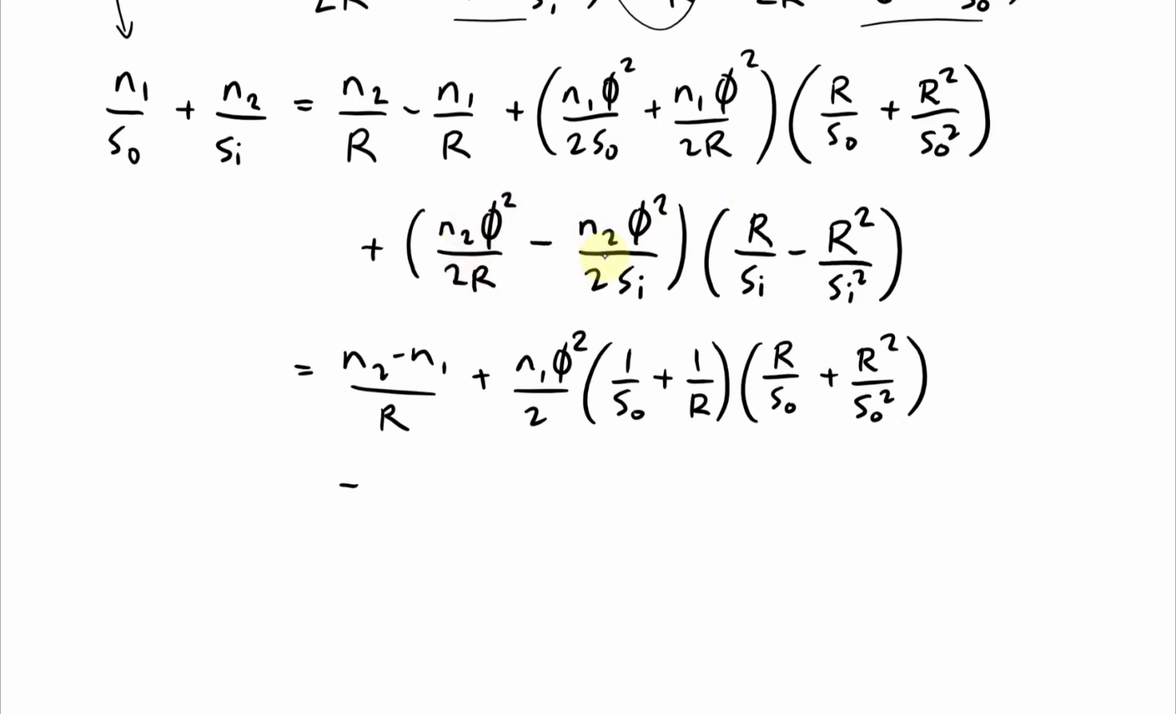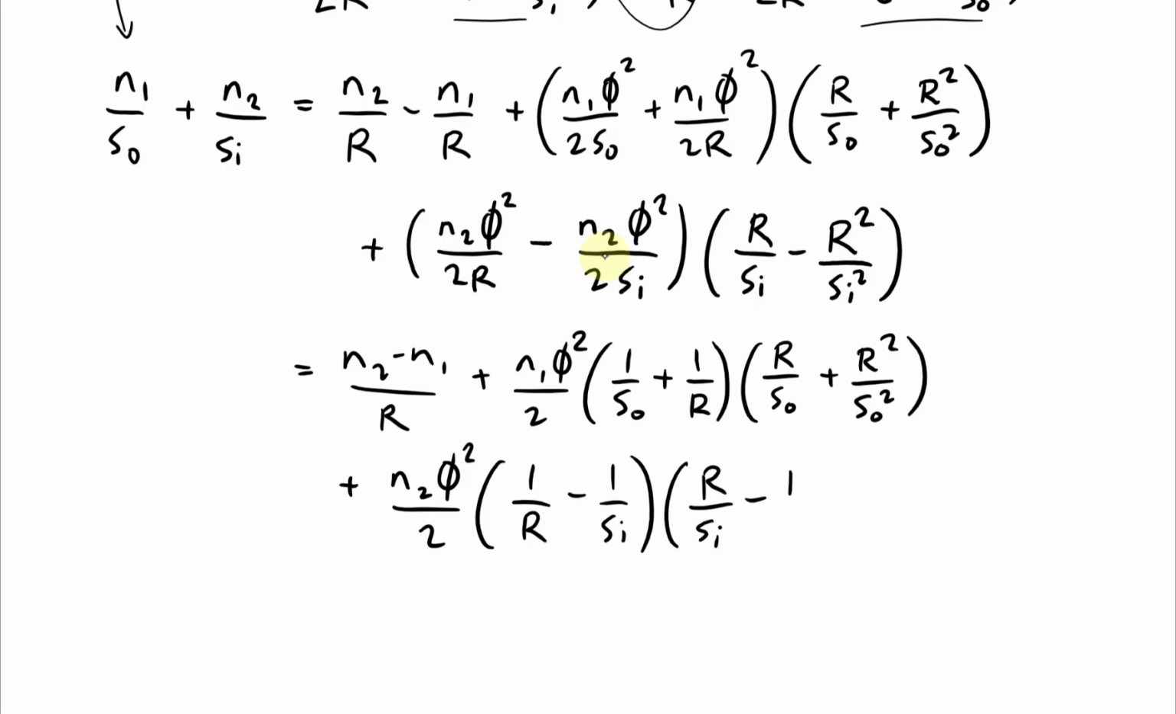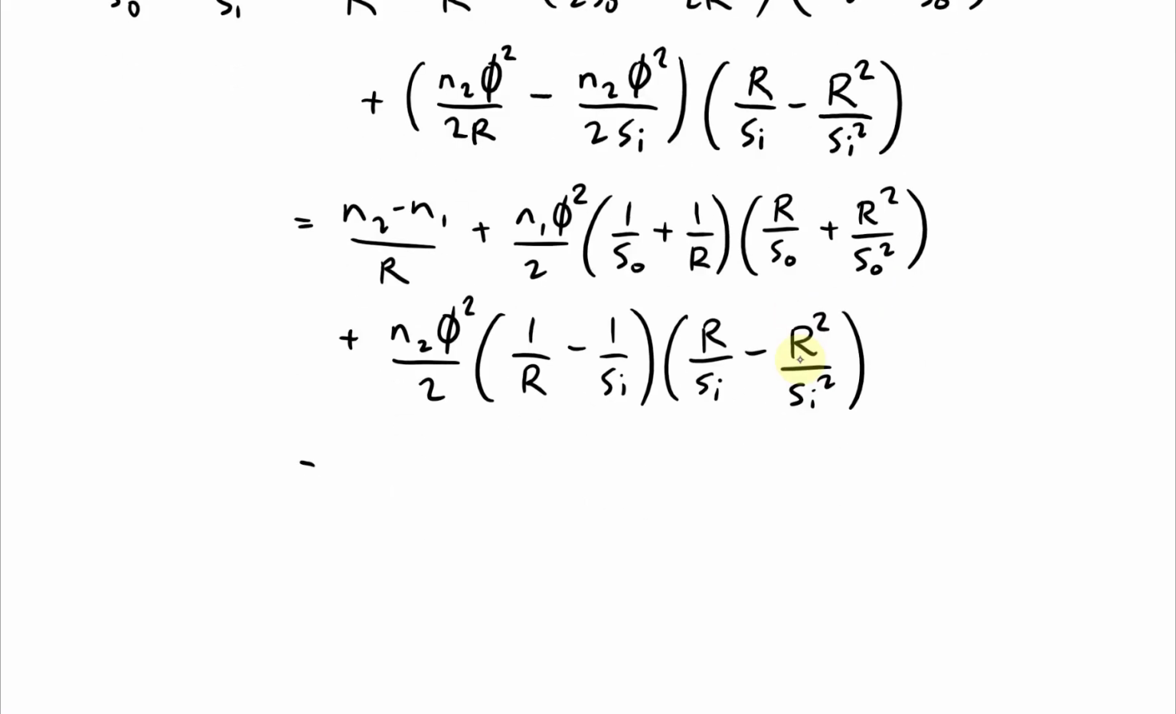So that's going to be plus n2 phi squared over 2 multiplied by 1 over r minus 1 over si. And now what we have over here is going to be an r si minus r squared over si squared. And now what we're going to do is factor out this r squared. So we keep going further and further. So n2, this is a lot of algebra, but it's pretty fun indeed.